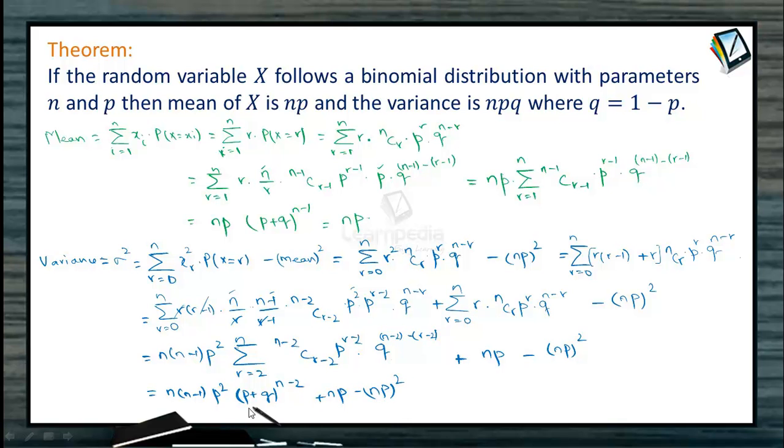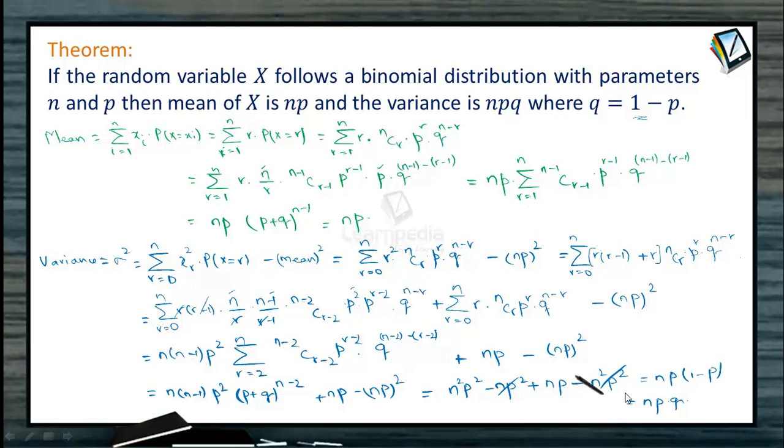Now what is this value? As p and q are the probabilities of success and failure, this is 1. So what are the terms remaining now? n square into p square, minus n into p square, plus np, minus n square p square. So when we remove these terms and take n into p common, the remaining is 1 minus p. But what is 1 minus p? As p is the probability of success and q is the probability of failure, 1 minus p would be q. So this is np into q.